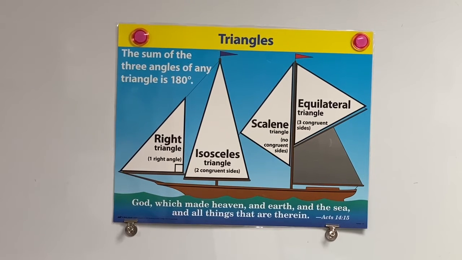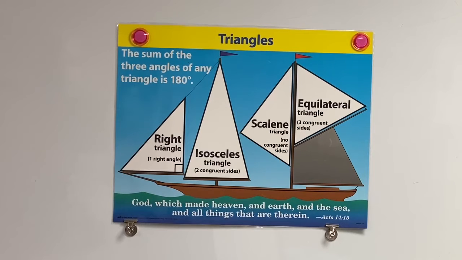Okay, let's look at our chart for the triangles. It is important to know that with the triangles, the sum of the 3 angles in any triangle needs to add up to 180. So this is very important. The sum of the 3 angles of any triangle is 180. And we have 4 different types of triangles. So let's look at the first one, the right triangle. The right triangle has 1 right angle. Okay?